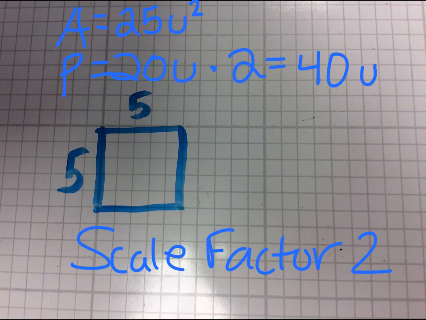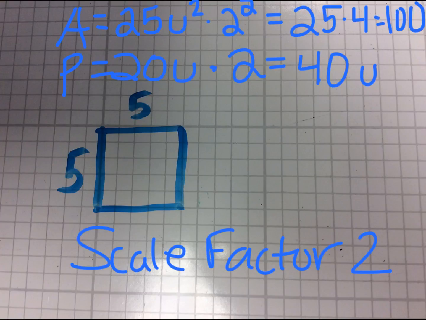So for area, we need to take that scale factor and we need to square it when we multiply it. So we would have 25 units squared times 2 squared. So we'd essentially have 25 times 4, which is 100 units squared. So our new shape, or our new square, should have the area of 100 units squared. So if we think about it, we would be multiplying 5 times 2, so that would give us a new side length of 10, and this one would also be 10. So we'd have a square that's 10 by 10, which would give us 100.